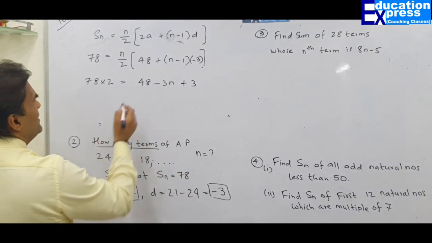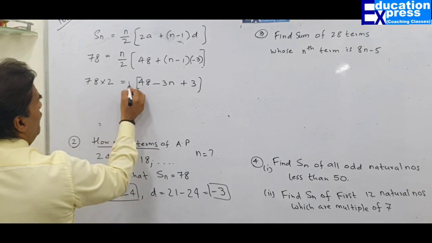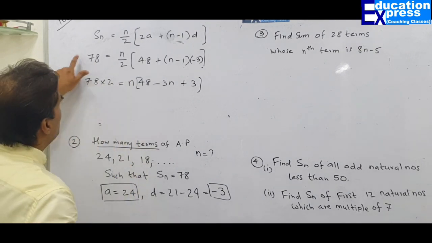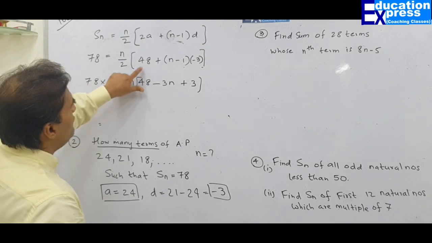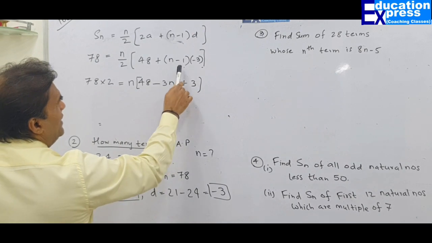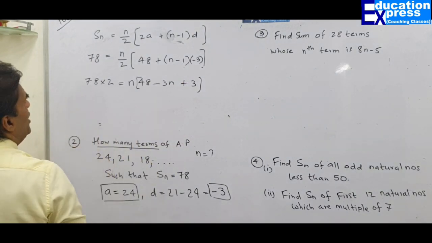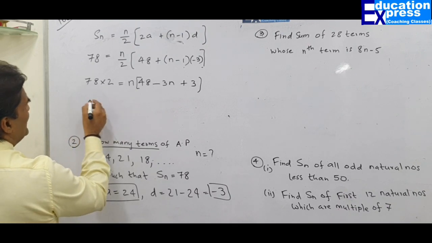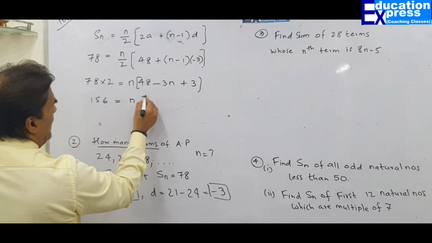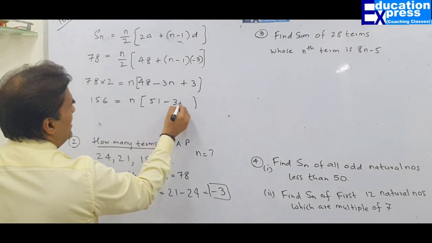So my dear friends, outside if you go to see, I have taken this 2 over here. What remains outside is n. So this is my equation. 2 goes here, n is in the same position, 48, 48. n multiplied by minus 3 is minus 3n, minus 1 into minus 3 is plus 3. 8 2s are 16, 156 is equal to n. 48 plus 3, 51 minus 3n.